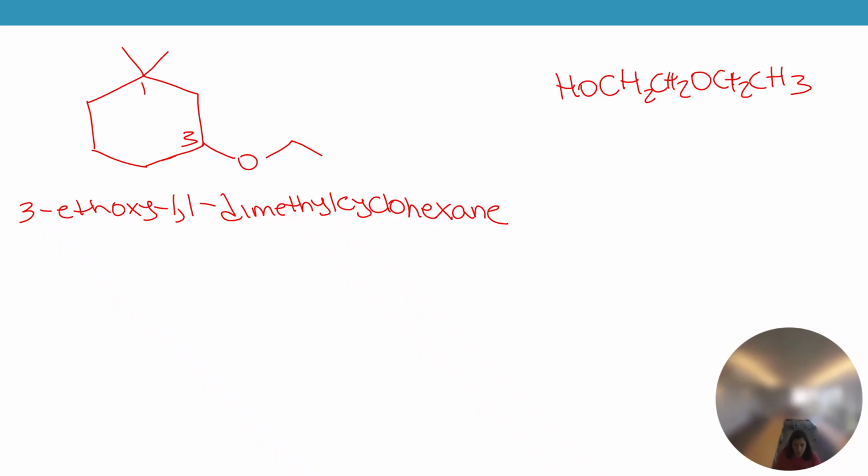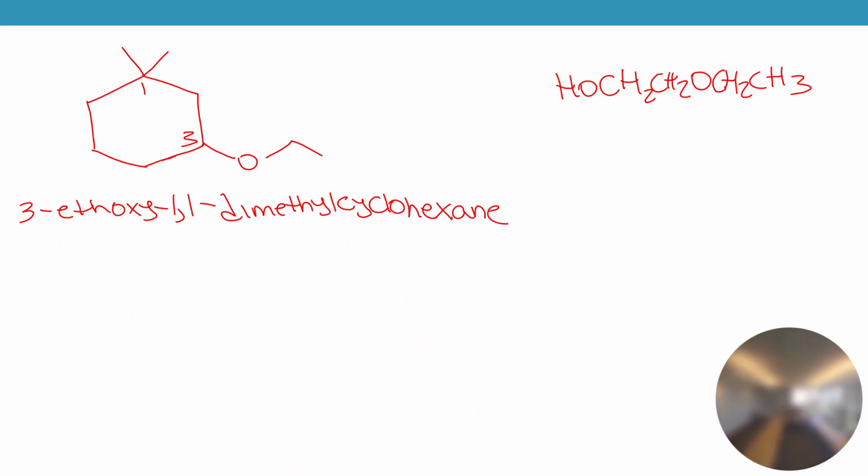Okay, so here we have 2 functional groups. We have an OH, a hydroxyl group, and then we also have an ethoxy. So do we name this as an ether or an alcohol? Because alcohols are more common, we're going to name it as an alcohol. So we're going to give that priority.